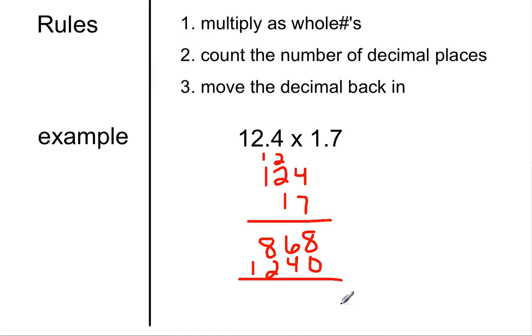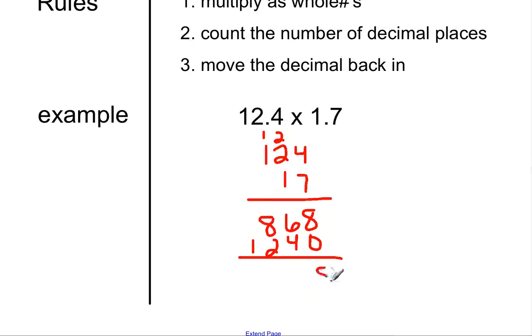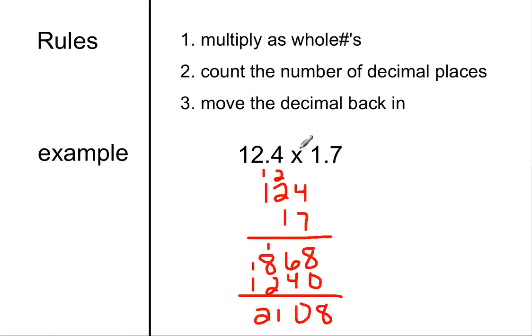And now I need to add. This is 8, 6 plus 4 is 10, carry the 1. We have got 8 plus 2 is 10, plus 1 is 11, carry the 1, and we have 2. So right now we have the whole number 2,108, but we need to count our decimal places.